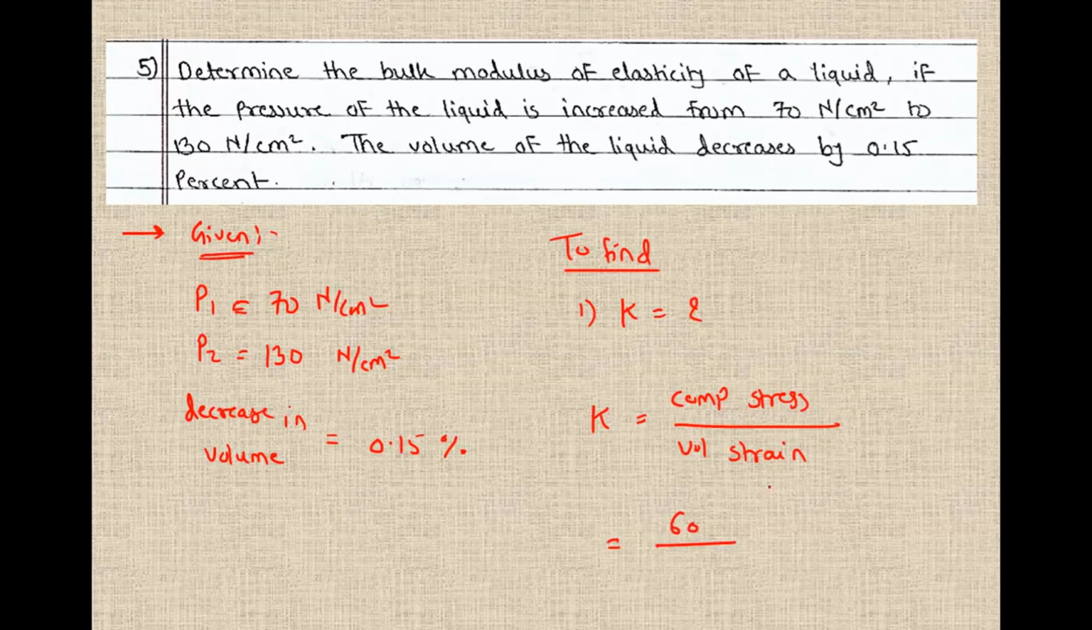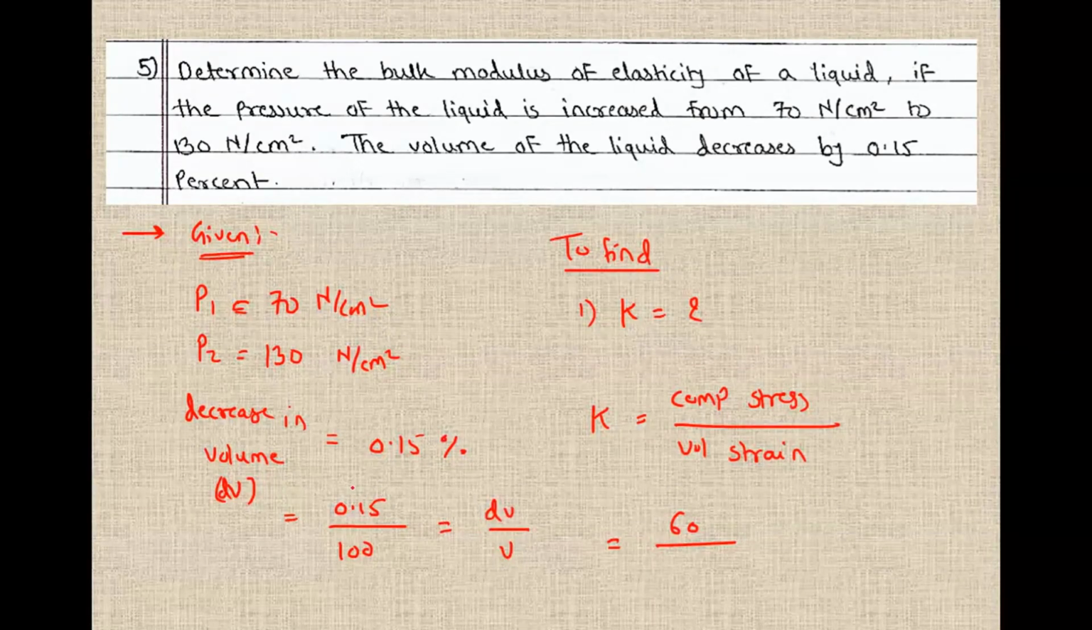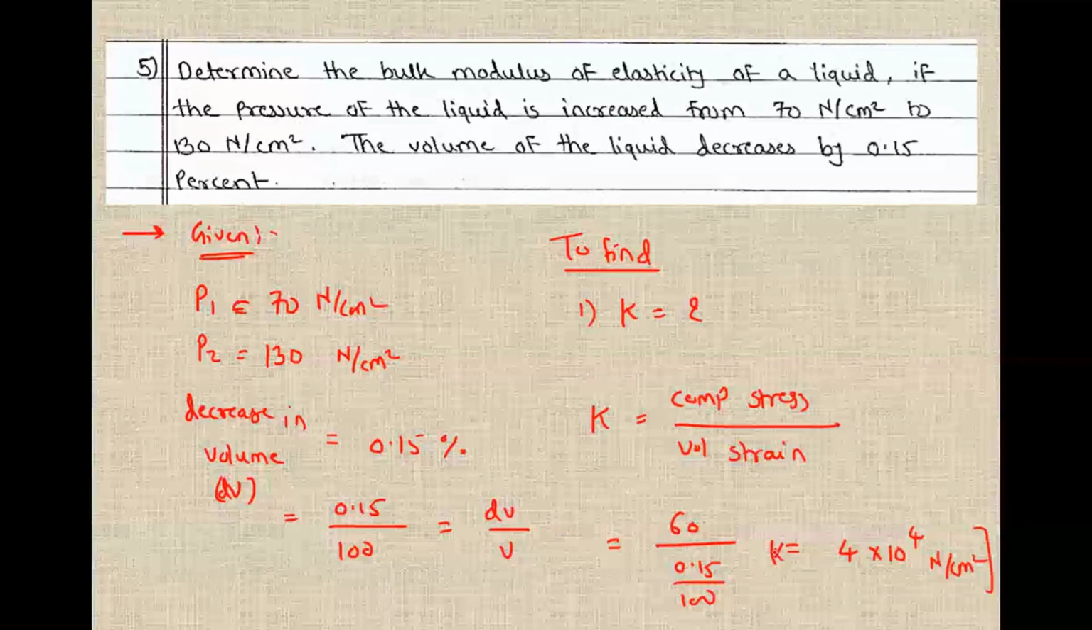And what will be the volumetric strain? What can I write here? In volumetric strain, here this volume, I can write the change in volume as 0.15 divided by 100, meaning this is the original value and this is the change in volume. So I have brought it to dV by V form. The original was this much, later it decreased by this much, right. So this is the volumetric strain, so I can write it here 0.15 upon 100, and if I solve this I can get the value of K. 4 into 10 to the power 4 Newton per centimeter square, the value of K.